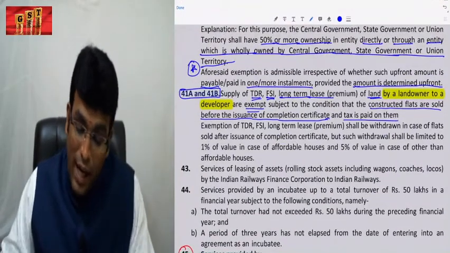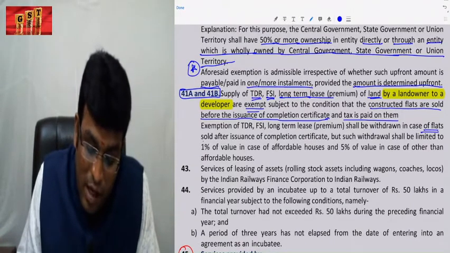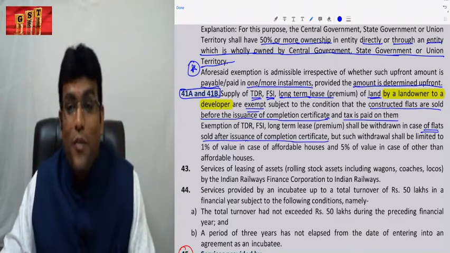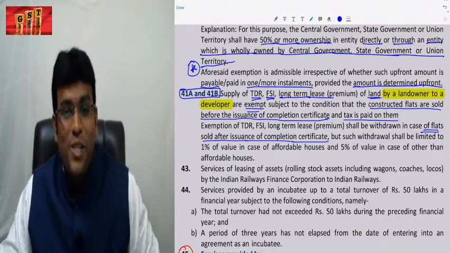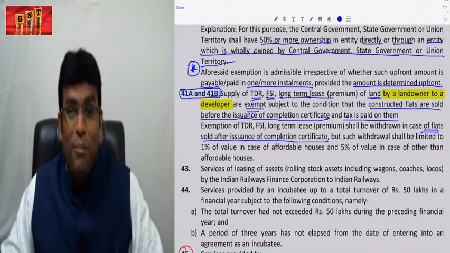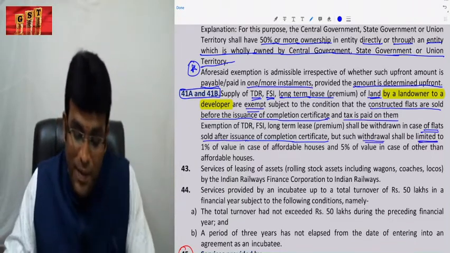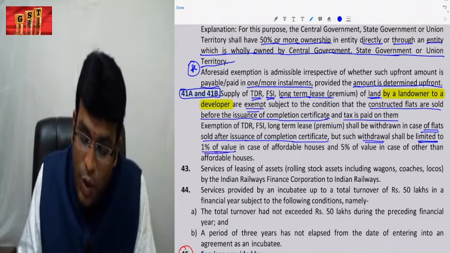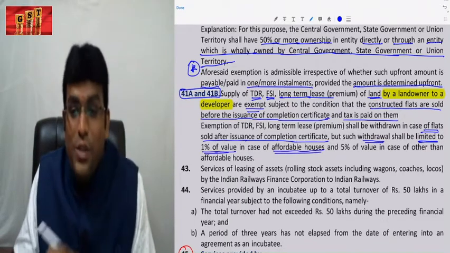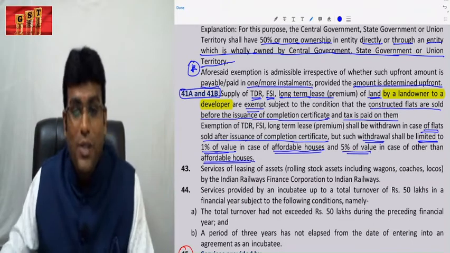Going back, what is the line, my dear friends? Exemption shall be withdrawn in case of flats sold after issuance of completion certificate. I clearly told you this point. So much time I spent because very interesting and very important. But such withdrawal shall be limited to 1% of value in case of affordable houses and 5% of value in case of other than affordable houses.